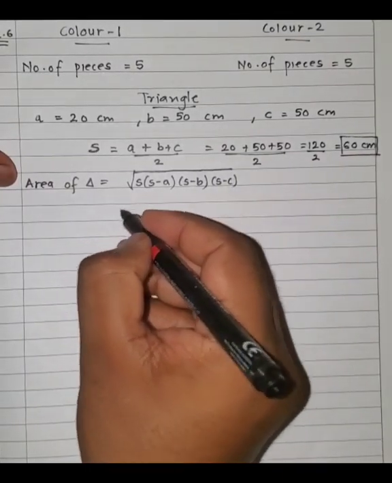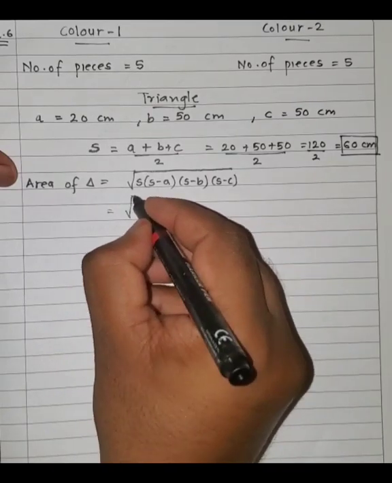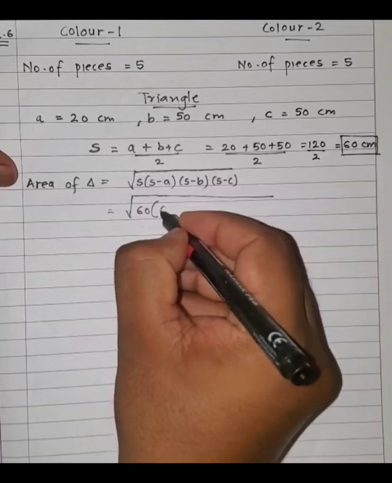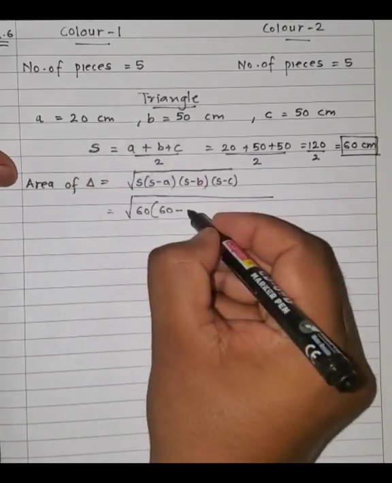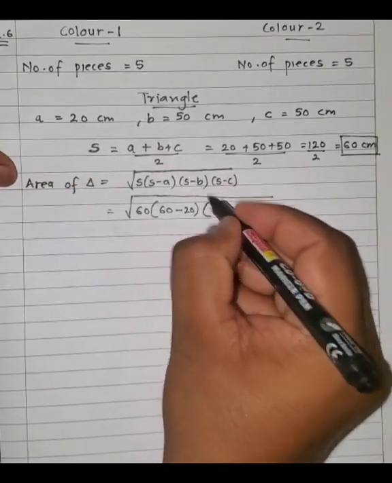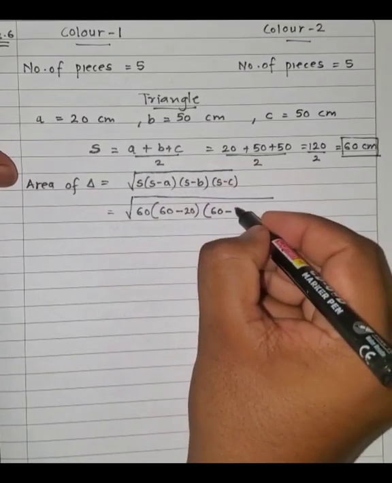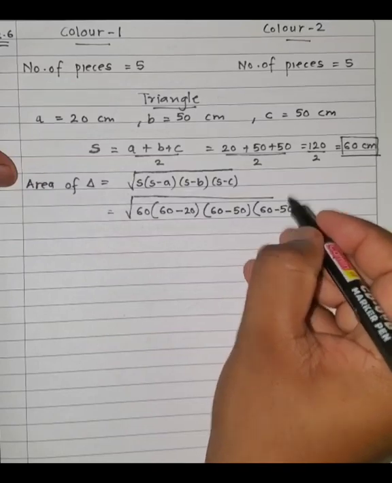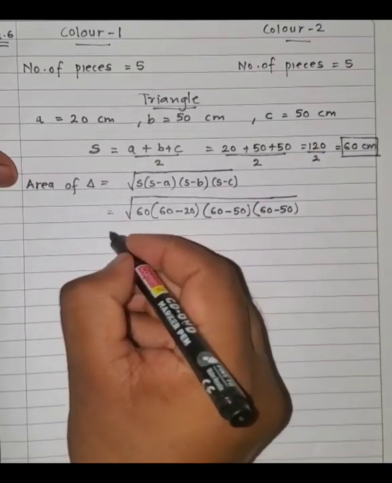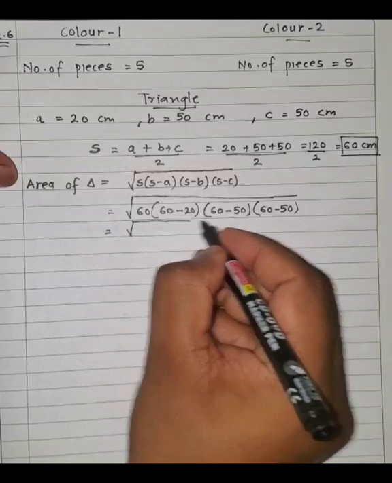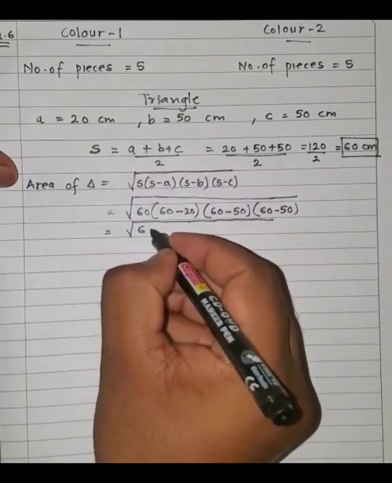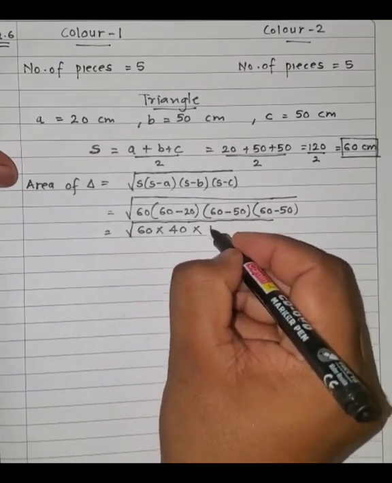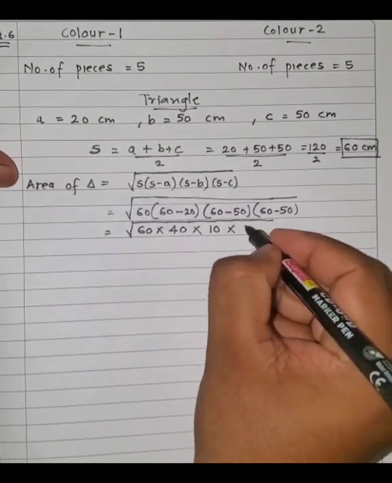All that I will do next is put the values. S is what? 60. So 60 minus A. A is what? 20. S minus B. So 60 minus B is 50. S minus C. So 60 minus C is 50 again. So I'll now solve the brackets first. 60 minus 20 is 40. 60 minus 50 is 10. 60 minus 50 is 10.